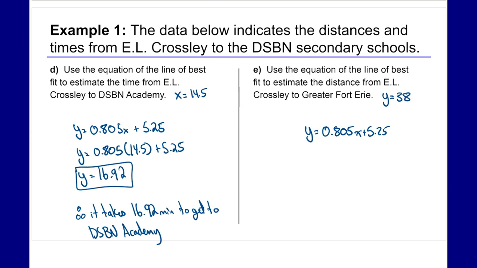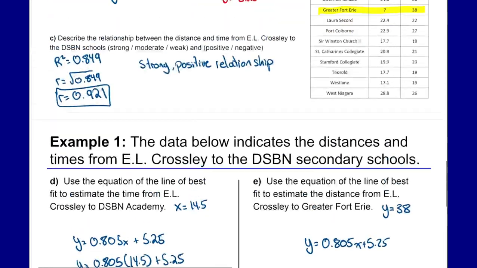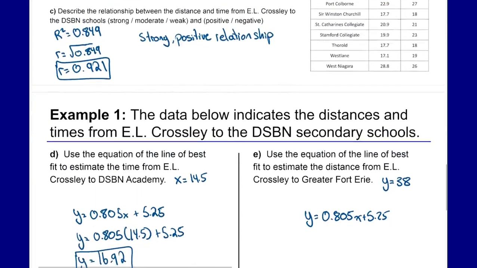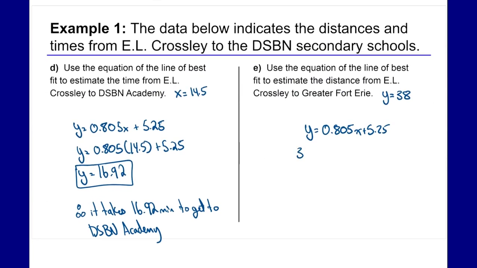I know it takes me 38. That's based off the table. Right, if I scroll back up, we see the time of 38, but we're missing the distance. So I'm going to plug in 38 for y and solve for x. So this is a two-step equation. I'm going to subtract 5.25 from both sides.